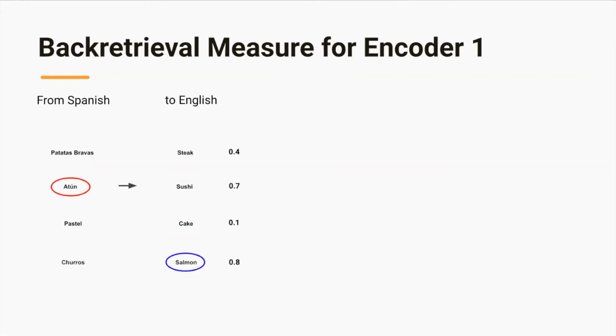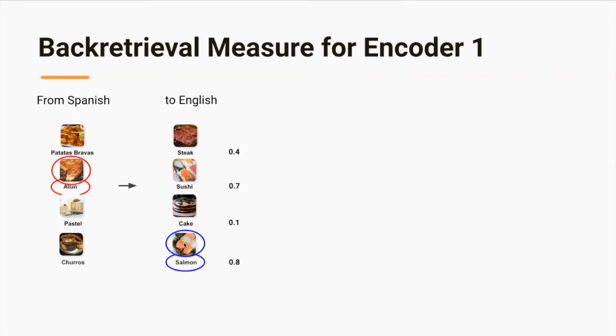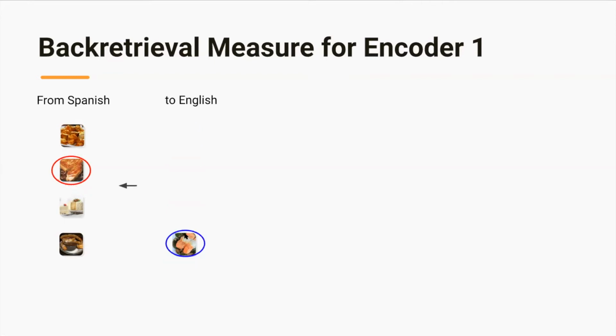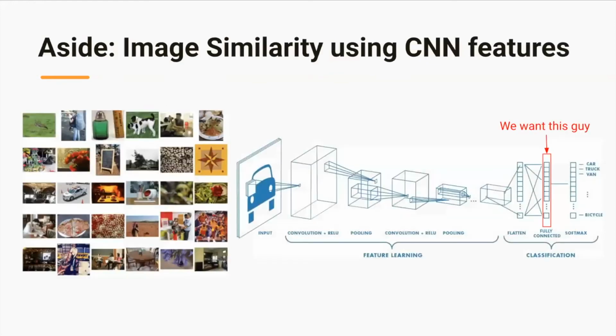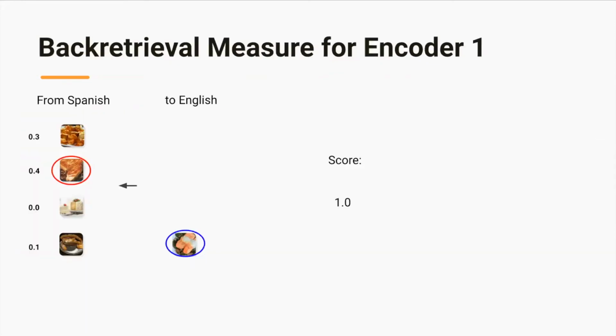We use the text encoder to select a proposed match, and we use the image that corresponds to this proposed match to search through the original set of images from the original language, Spanish, and we see whether we manage to rank the image that corresponded to the text that we started with at the top of our image retrieval results. That's what we do.